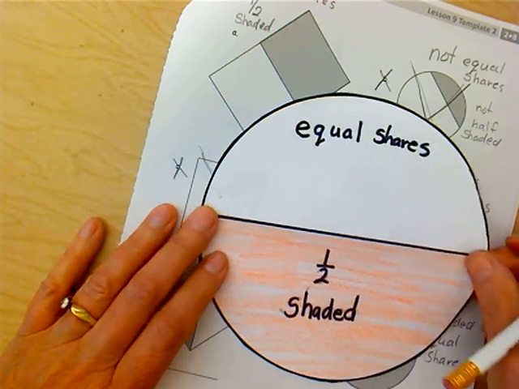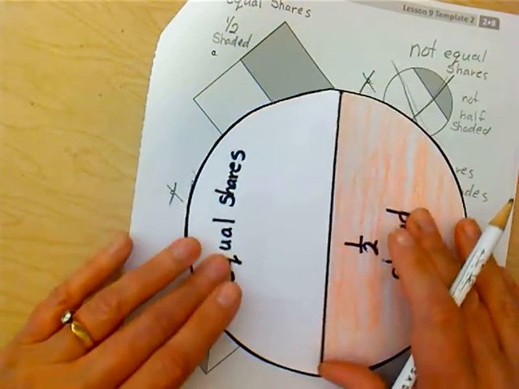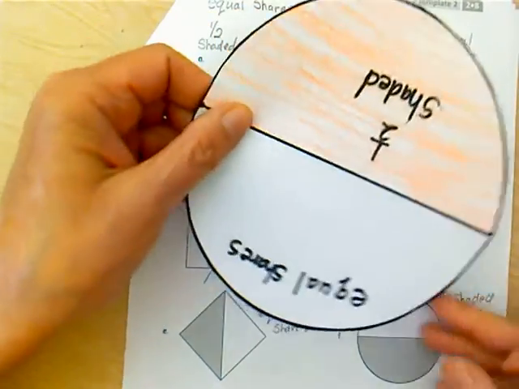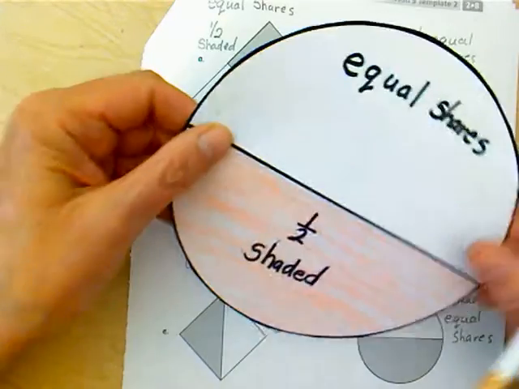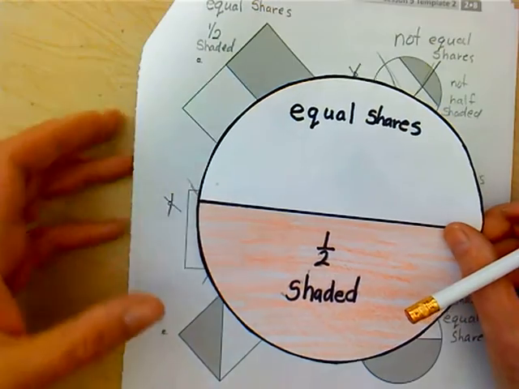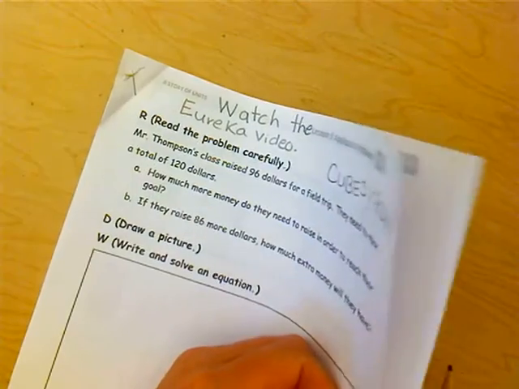All right, and it wouldn't matter what direction you did that. It wouldn't matter where your line was as long as you had it divided into equal shares. It just depends. And I just folded mine because it made it very easy for me to do that. And then with that, my friends, if you've got all that taken care of, then you're going to hop on over to the exit ticket.